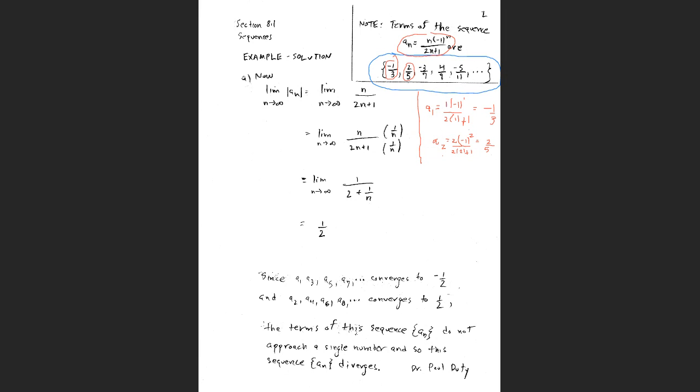Are we okay with that? Are there any questions? And then you just keep going. Sometimes it helps to write some terms of the sequence out. And the fifth term is -5/11.